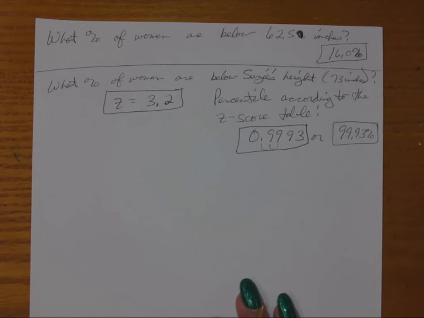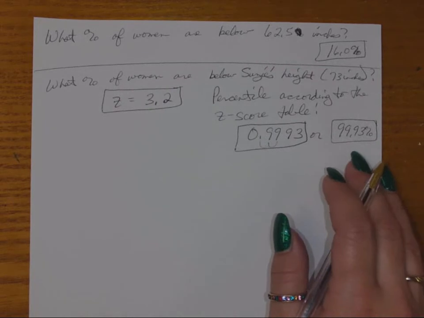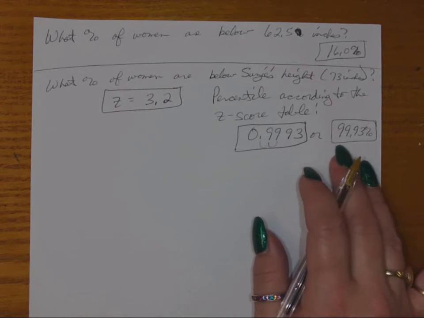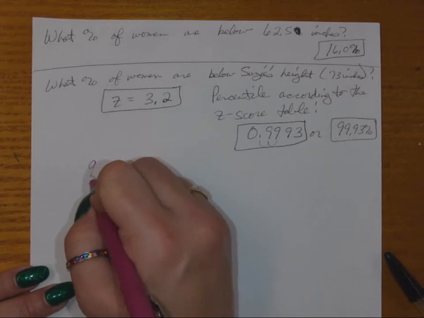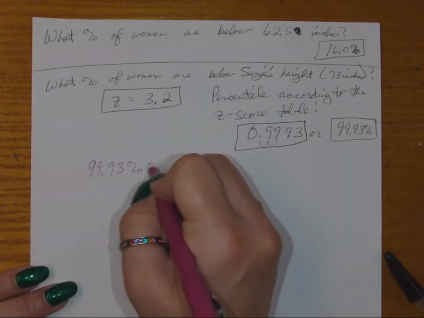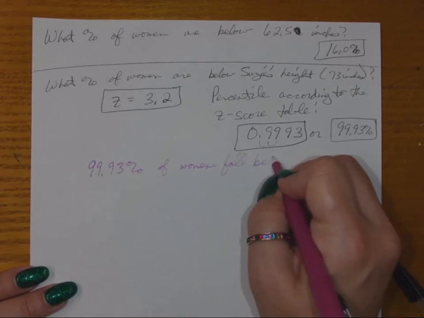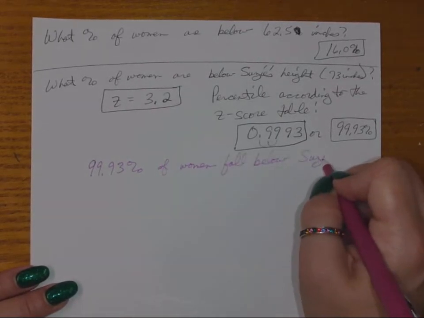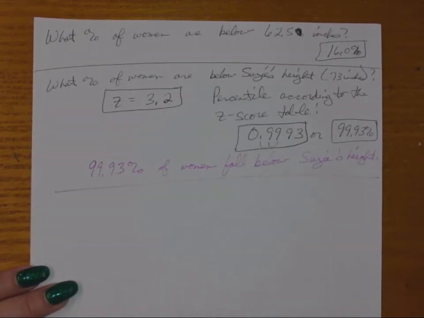Her actual Z-score was 3.2. Here's her percentage, so that tells me what? 99.93% of women are shorter than Susie. 99.93% of women fall below Susie's height. Okay, they're shorter. They're on the left-hand side. That makes them shorter, right? Because we go in numeric value here.